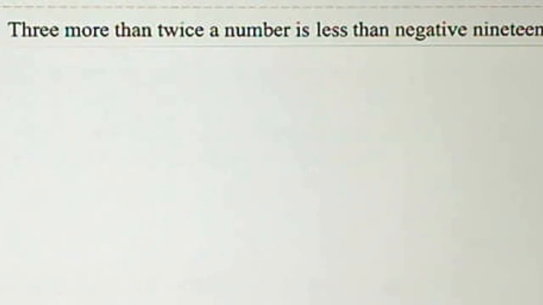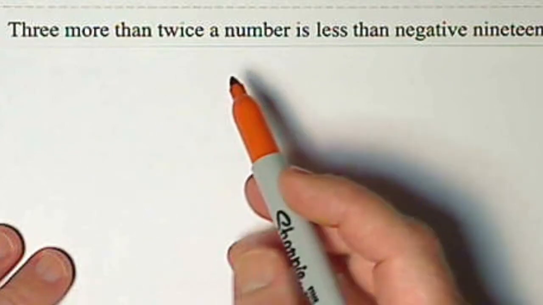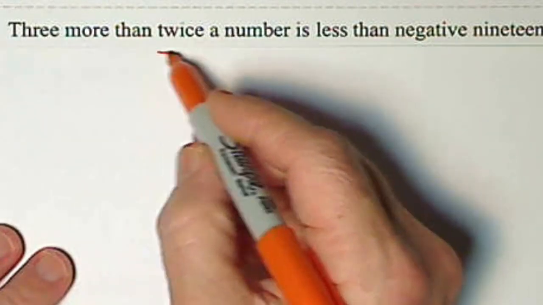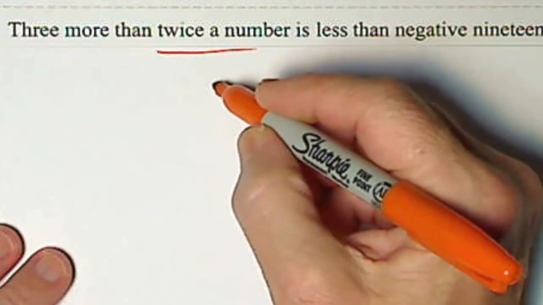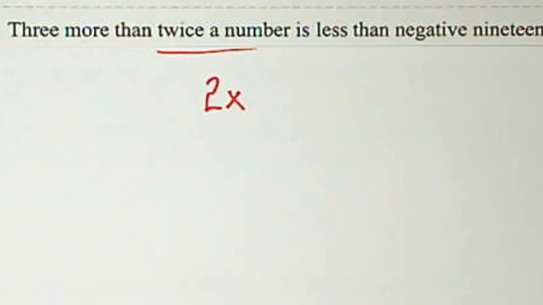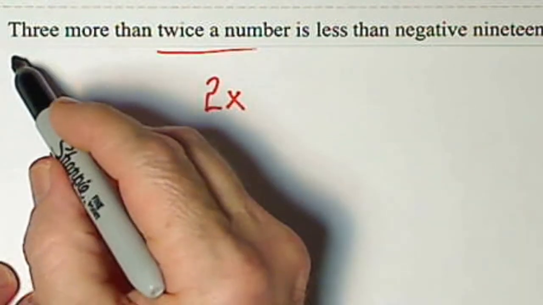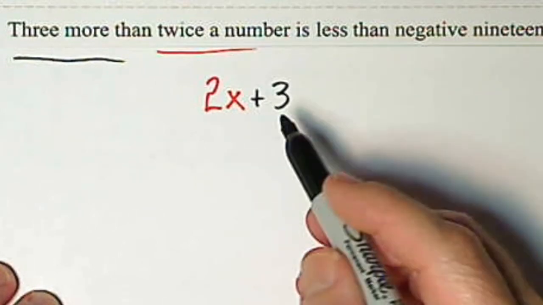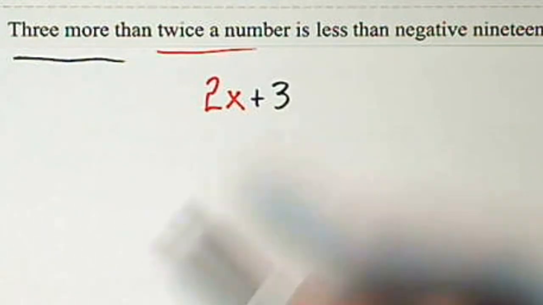We'll take a look at three problems here that you use inequalities to write them and solve them. Some of this should look familiar. 3 more than twice a number. Okay, for twice a number, three more than, so that's 3 more than twice a number.